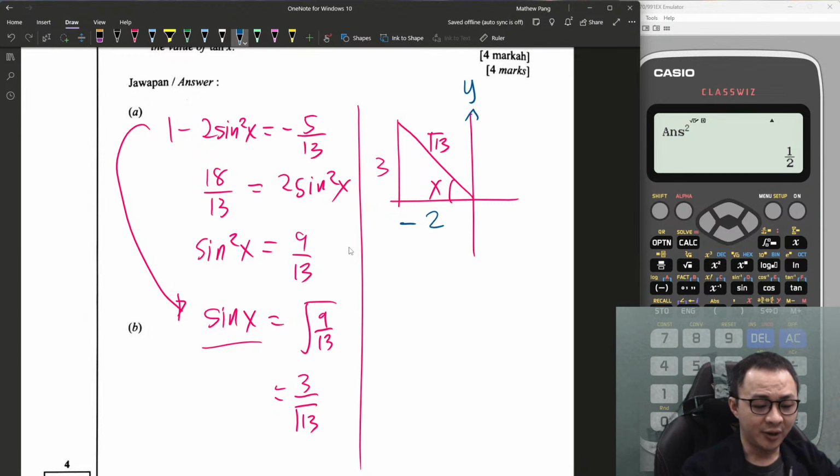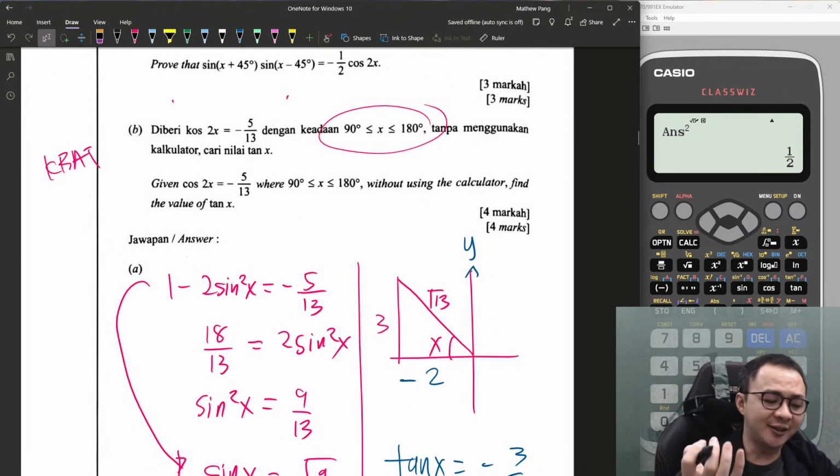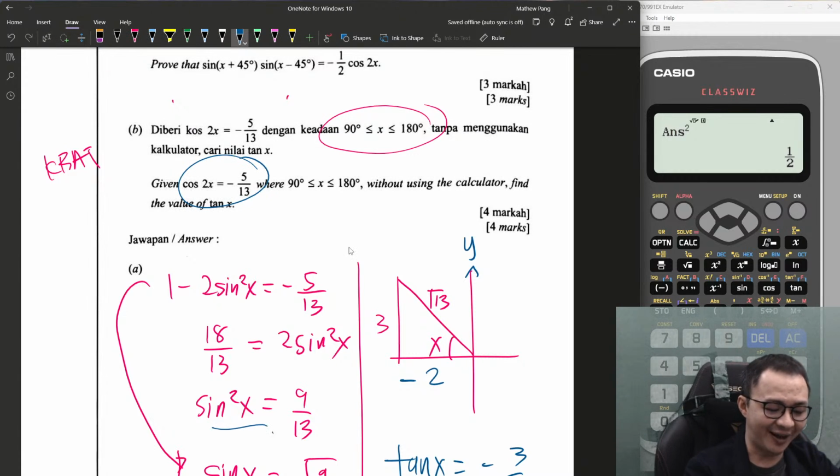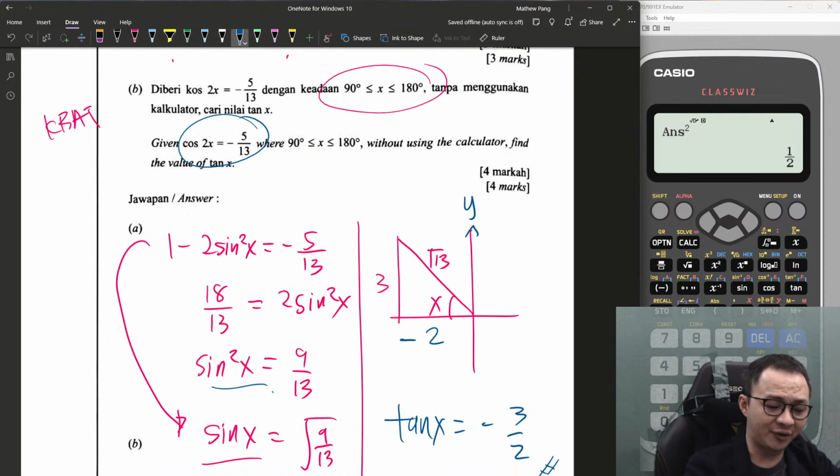Minus 2. Okay, so right now, if I want to get the tangent x, it becomes very easy, right? Tangent is opposite over adjacent, so it's basically negative 3 over 2, or 3 over negative 2. Then I will get the answer. So the trick here is you better change the cos 2x into something x. Then you can use this quadrant.